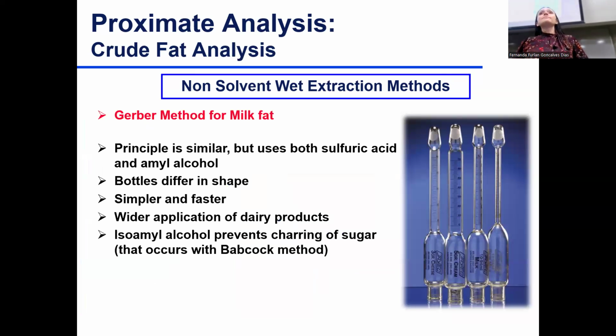The other method is from a French researcher, Gerber. Very similar. The difference is the shape of the glassware. It also uses not only sulfuric acid, but amyl alcohol, which helps disperse and avoids clumps. And as I said, the bottles will differ in shape. It is a simple and faster method.